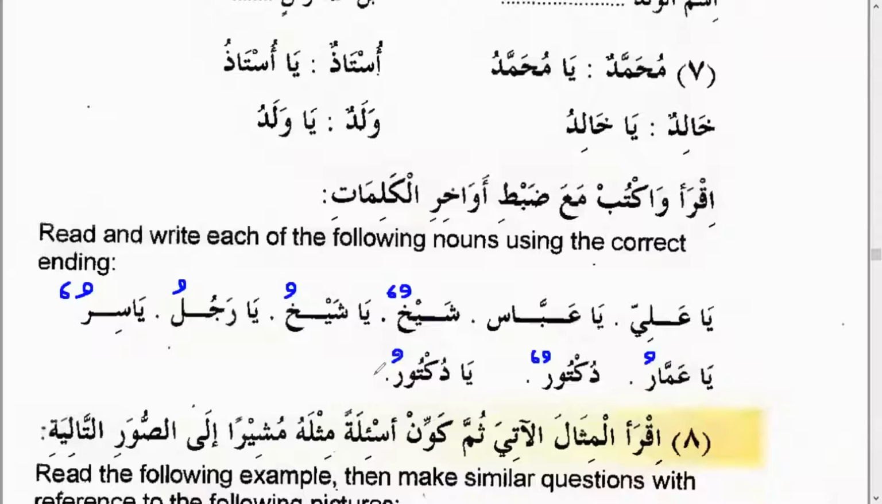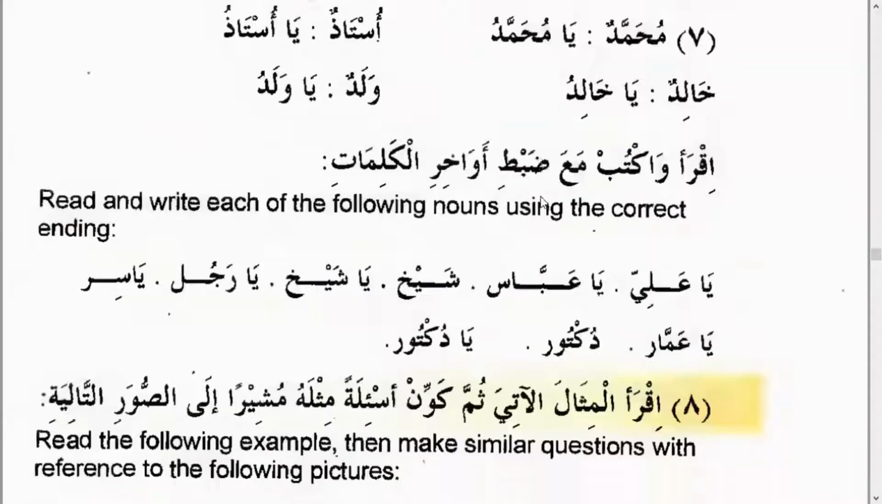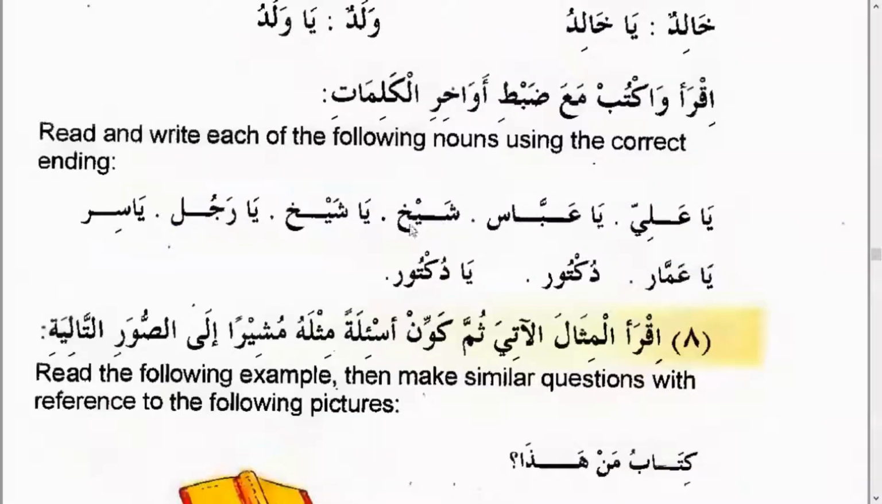Dukturu. This is how you should be careful when you're calling someone. Ya Muhammadu, Ya Abbasu, Ya Shaykhu. Although we generally stop, but you should know the rules. This is how it happens.